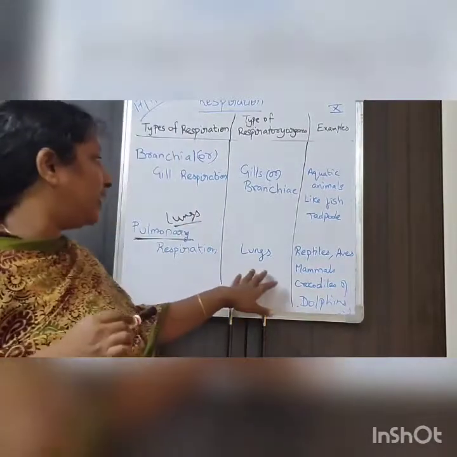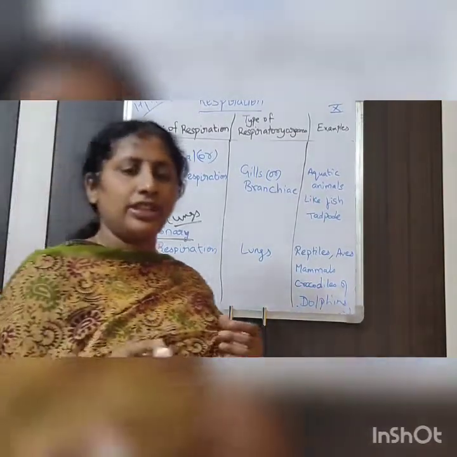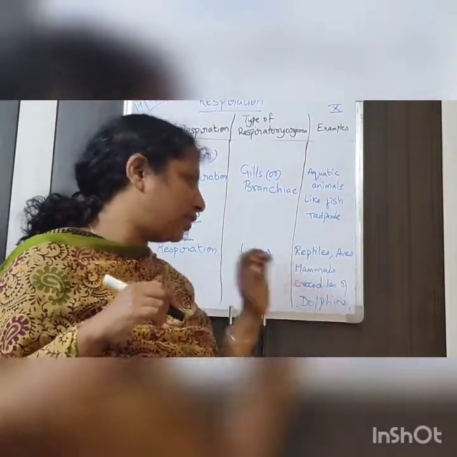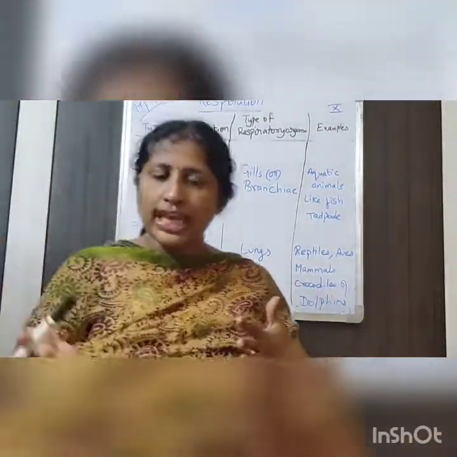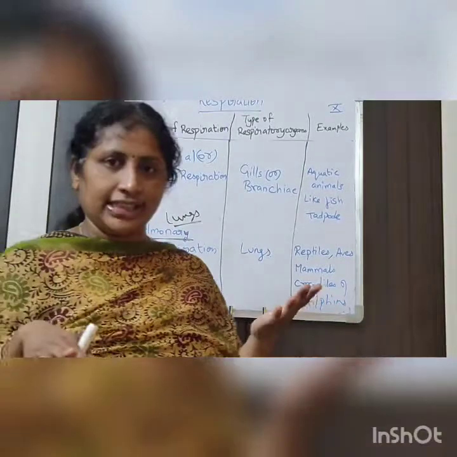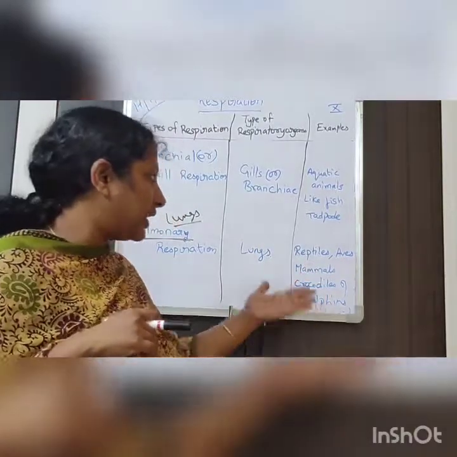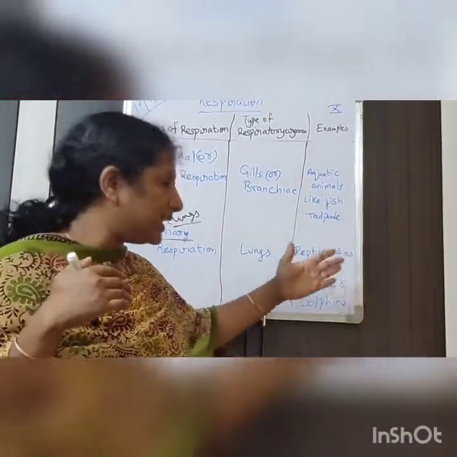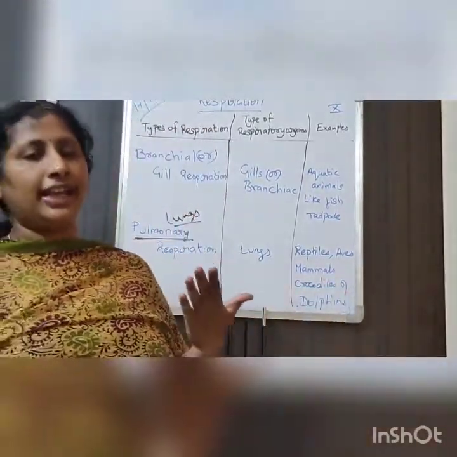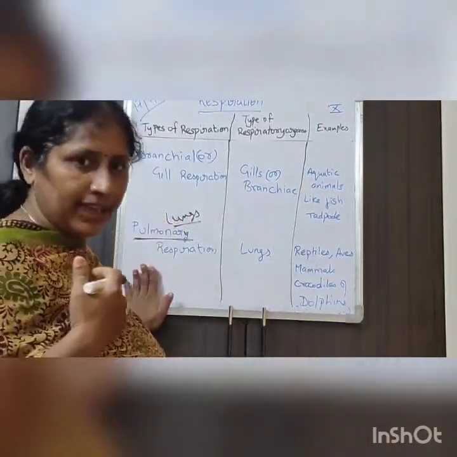The respiratory organs in pulmonary respiration are lungs. Which organisms respire through lungs? Reptiles, aves, mammals, crocodiles, dolphins. Though dolphins look like fishes, they are mammals. Even crocodiles respire through lungs. Reptiles; aves is nothing but birds; mammals, which give birth directly to the young ones. All these respire through pulmonary respiration.